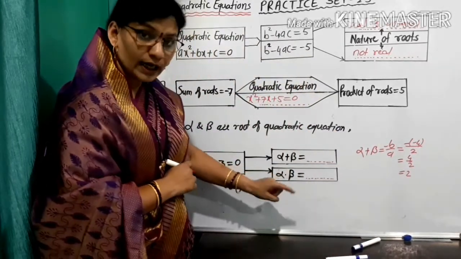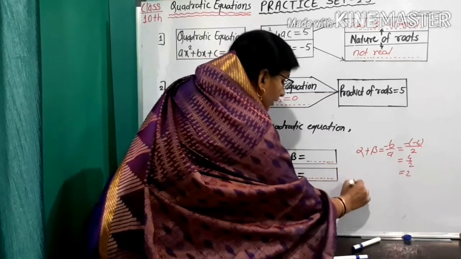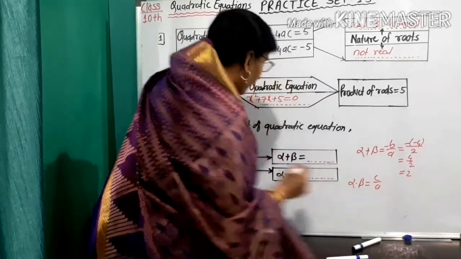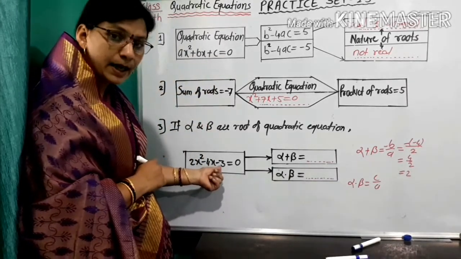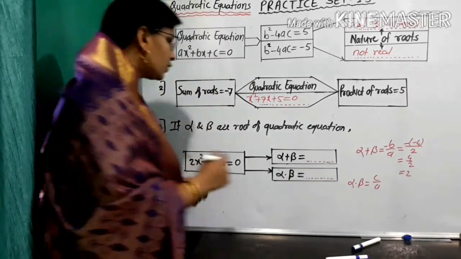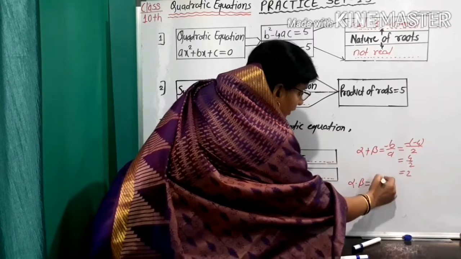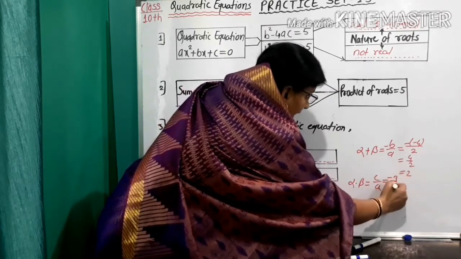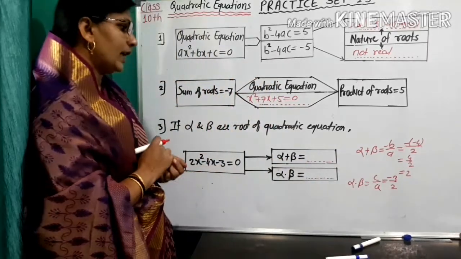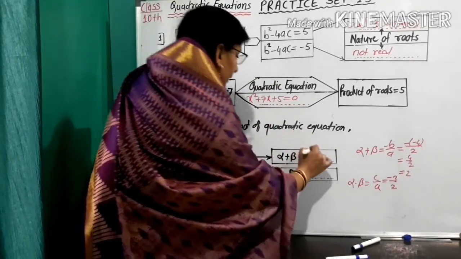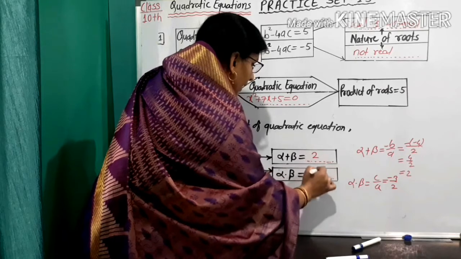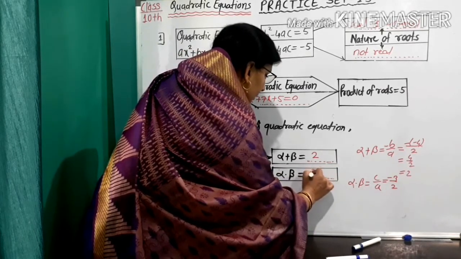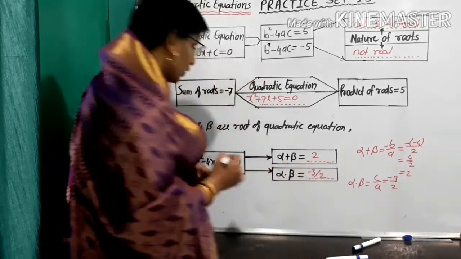And we know that alpha into beta equal to c upon a. Value of c is here minus 3 and a is 2. So if we put the values, alpha into beta is minus 3 by 2, and therefore here alpha plus beta is 2 and alpha into beta is minus 3 by 2.